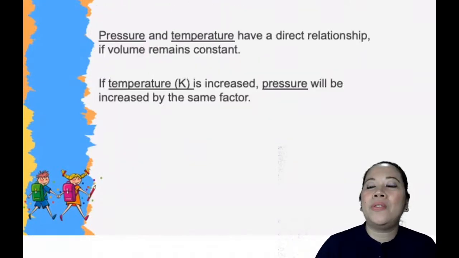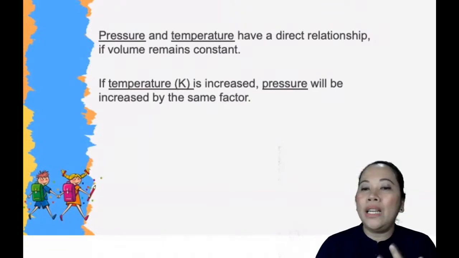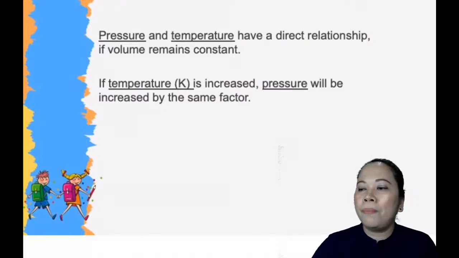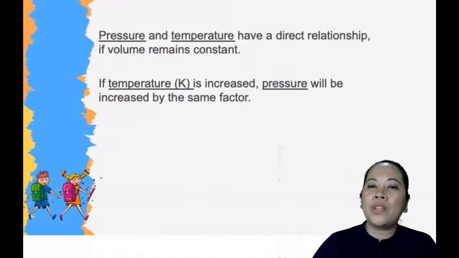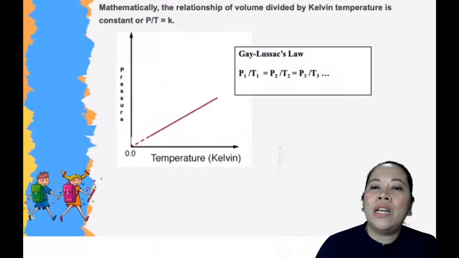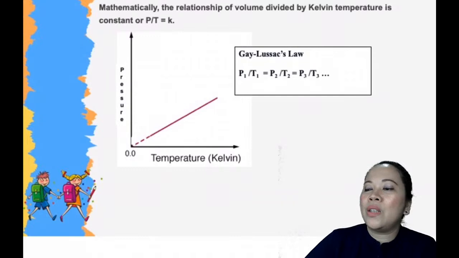And the last one is the relationship between pressure and temperature. Pressure and temperature have a direct relationship. That means as pressure increases, temperature also increases. As you increase the pressure, the temperature would also increase. So the only one that is different is Boyle's law, the relationship between pressure and volume. That's the only difference, but the rest are direct relationships.